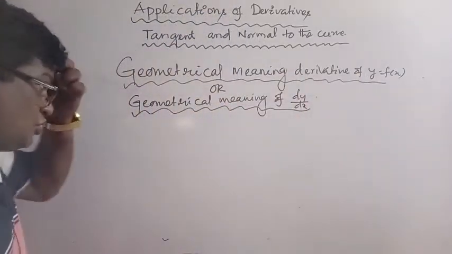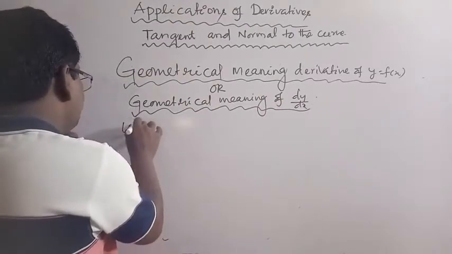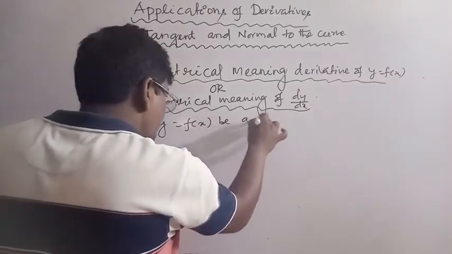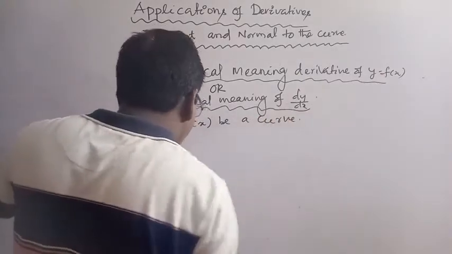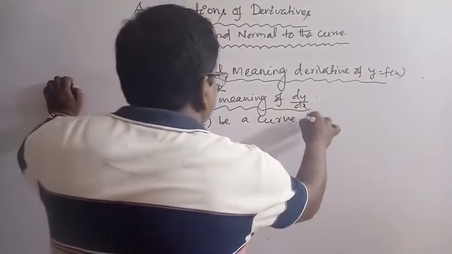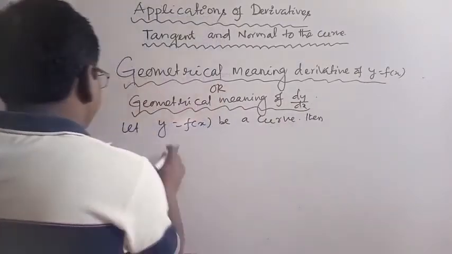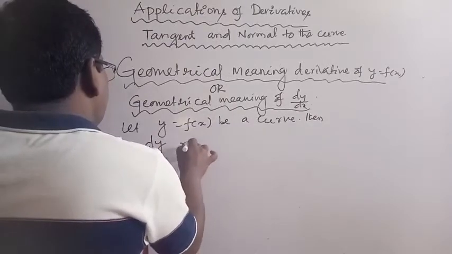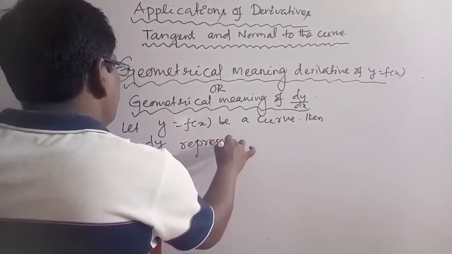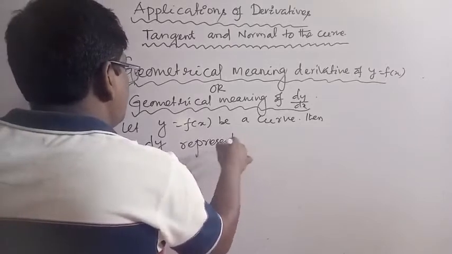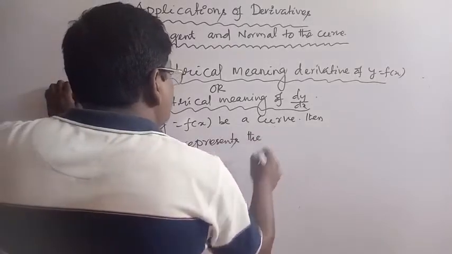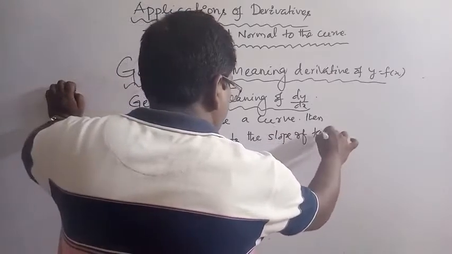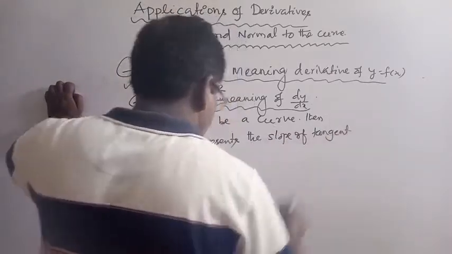Okay, so what is here? Let y equal f of x be a curve, then dy by dx represents the slope of the tangent. The slope of the tangents. Slope of the tangents to the curve.